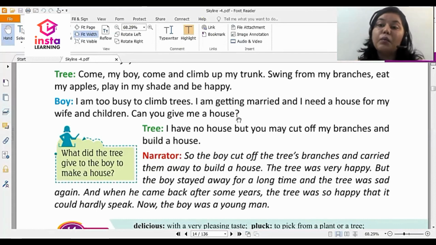So earlier when the boy had come, he wanted some money. So how did the tree help the boy? By giving him apples.